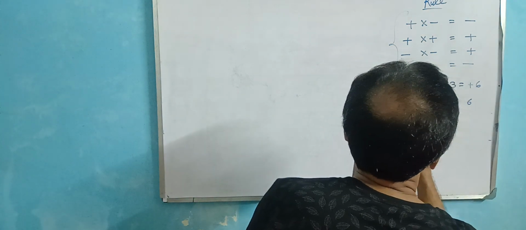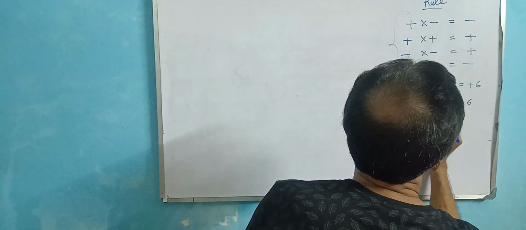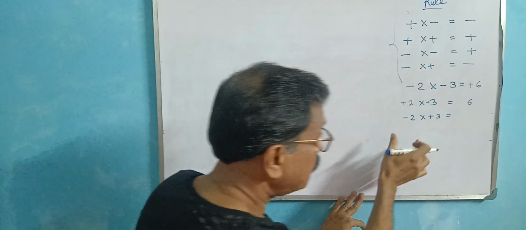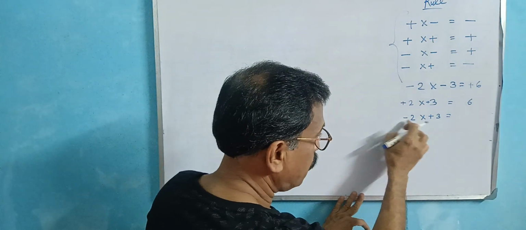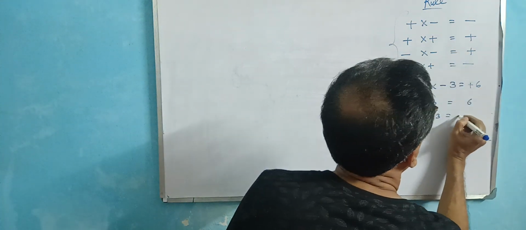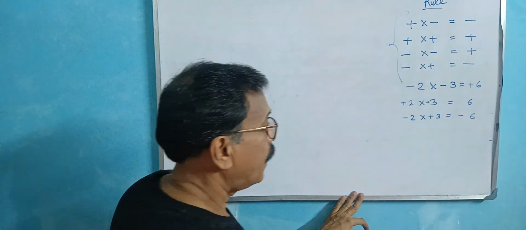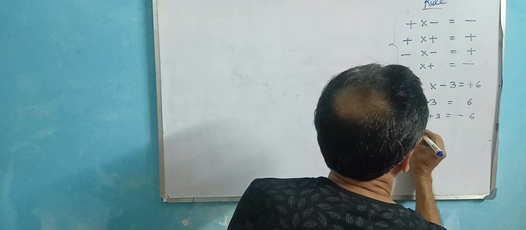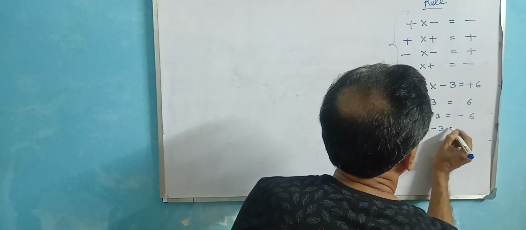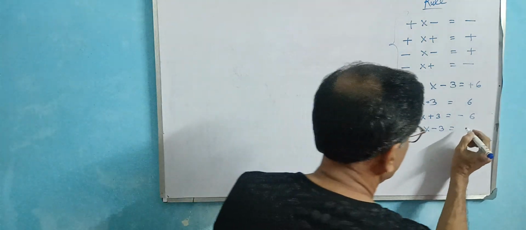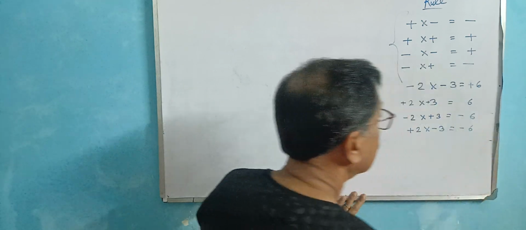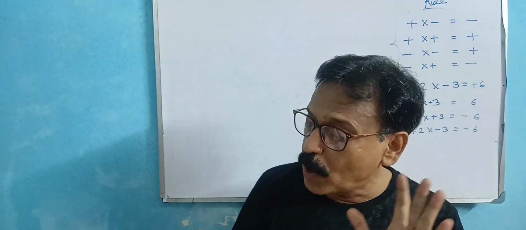When it is minus 2 into plus 3, first determine the sign: minus plus is minus, 3 twos are 6. Now when it is plus 2 into minus 3, what is the answer? Plus minus is minus, 3 twos are 6. Understand this very carefully.